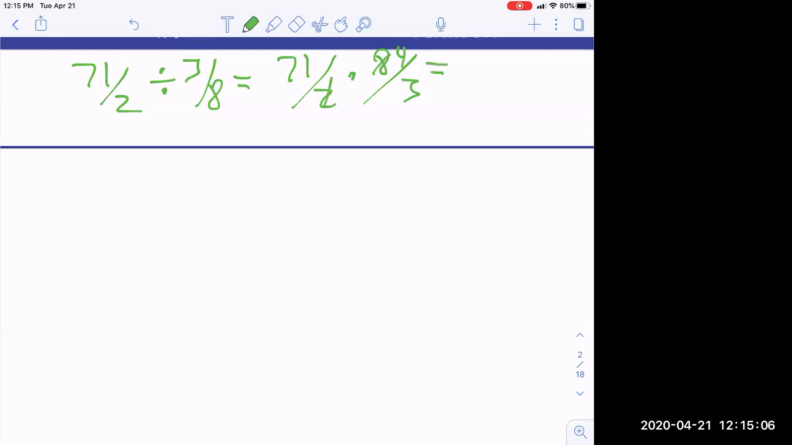So I'm going to change that to 71 halves divided by 3/8. By now we know that we multiply by the reciprocal. We know we can cancel some. So I have 284 over 3. So my problem now becomes 3 divided into 284.